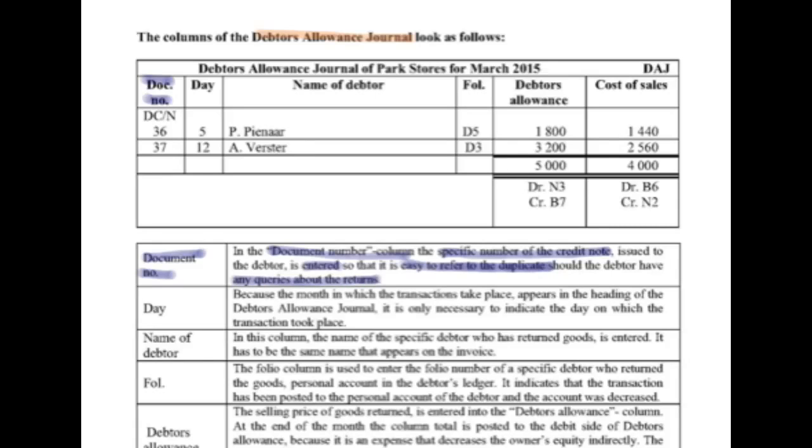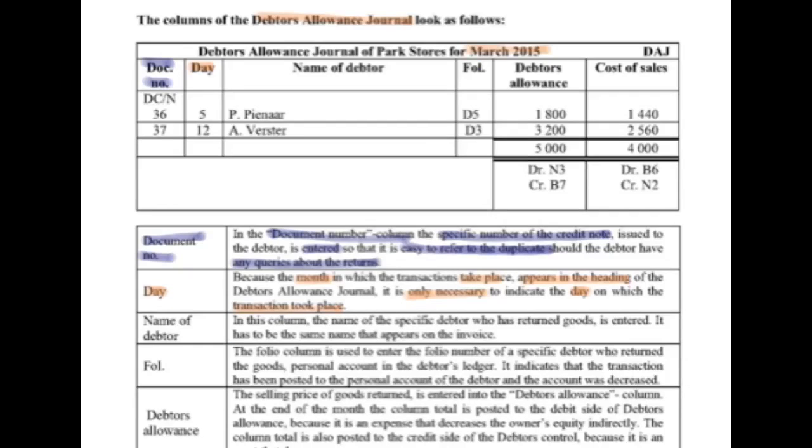returns. The second column is the day column. Because the month in which the transactions take place appears in the heading of the debtors allowances journal, it is only necessary to indicate the day on which the transaction took place in this column. Our third column is then the name of the debtor.